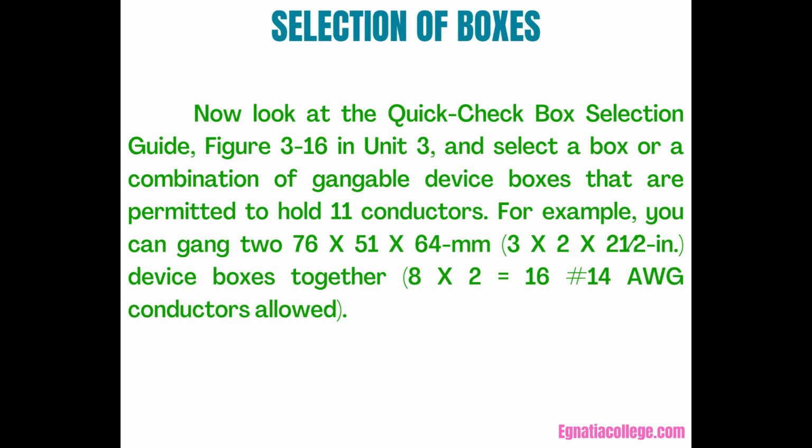And select a box or a combination of gangable device boxes that are permitted to hold 11 conductors. For example, you can gang 76 by 51 by 64 mm device boxes together, 8 times 2 equals 16 Number 14 AWG conductors allowed.